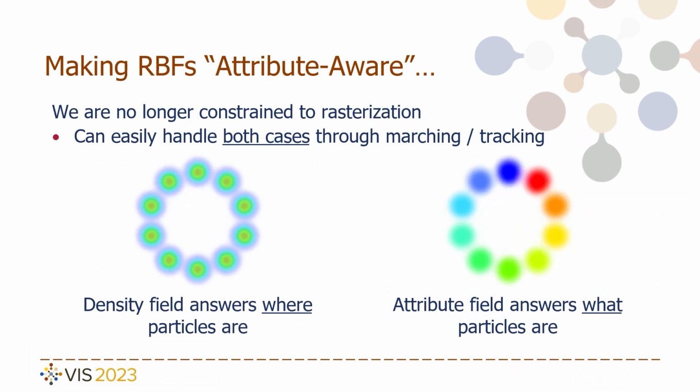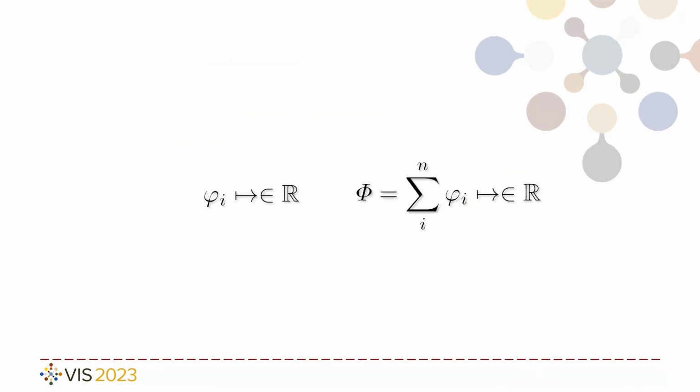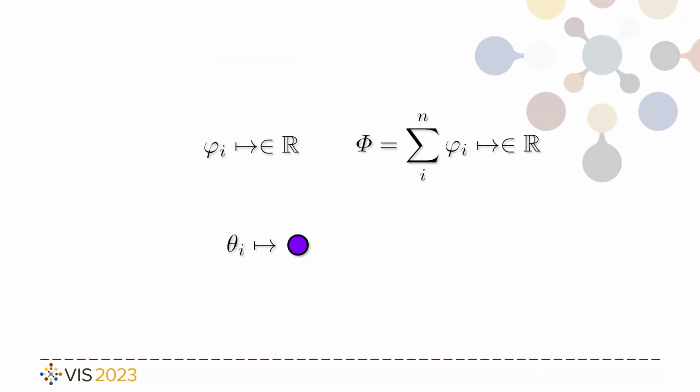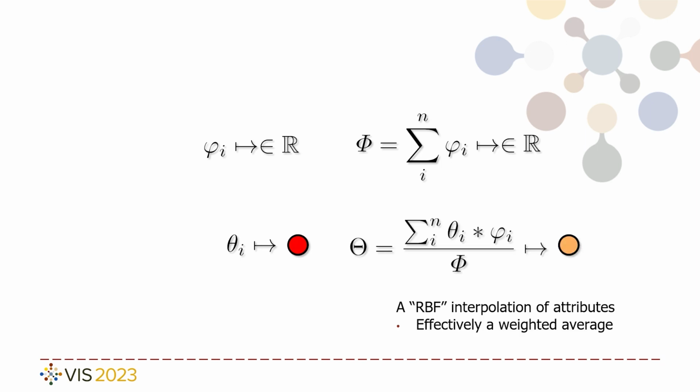So to extend radial basis functions to support color-attributed particles, we let theta denote an attribute associated with a particle. Then we compute a radial basis function-based interpolation of these attributes, which we denote using a capital theta.